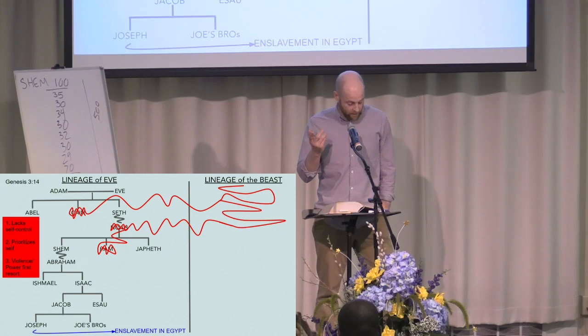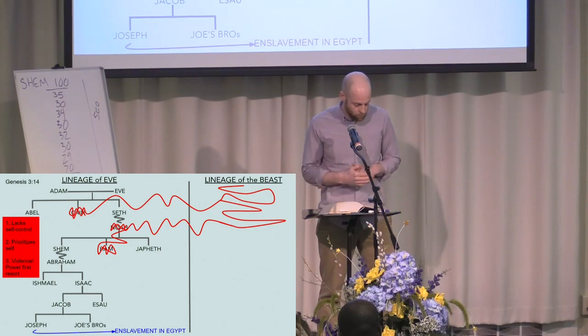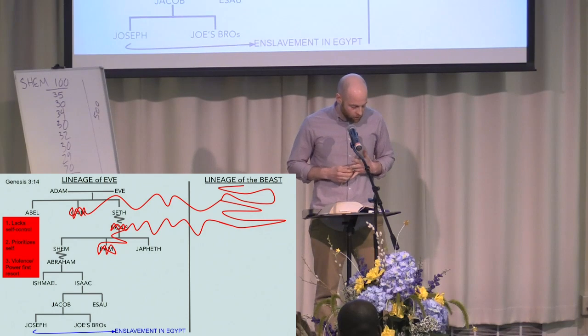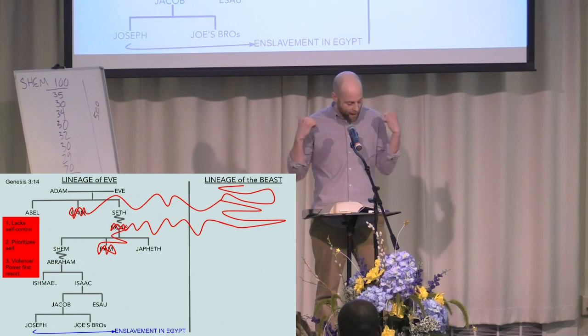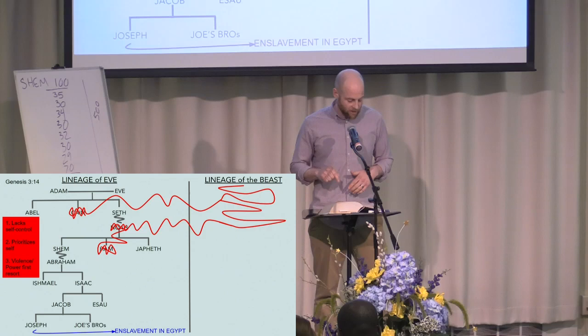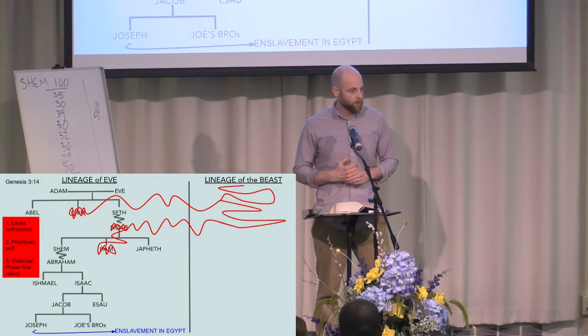Ham, the father of Canaan," because that's not how he's referred to, "saw his father's nakedness and told his 2 brothers outside. But Shem and Japheth took a garment and laid it across their shoulders, and they walked in backward and covered their father's nakedness. Their faces were turned the other way so that they would not see their father's nakedness. When Noah awoke from his wine and found out what his youngest son had done to him, he said, 'Cursed be Canaan, the lowest of slaves will he be to his brothers.'"